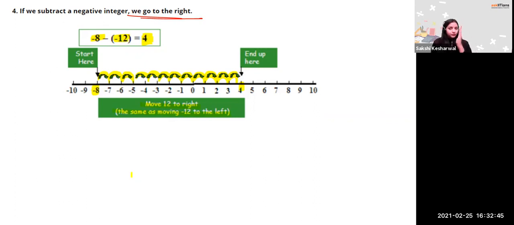So please keep it in mind. When you are adding a positive integer, move to your right. When you are subtracting a positive integer, move left. When you are adding a negative number, move to your left. When you are subtracting a negative number, move to your right. It works vice versa, right?